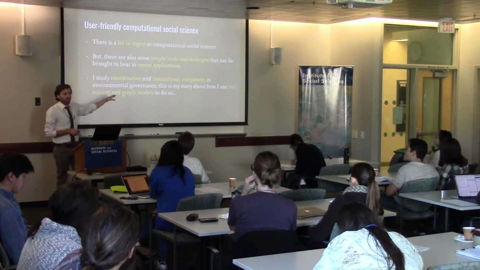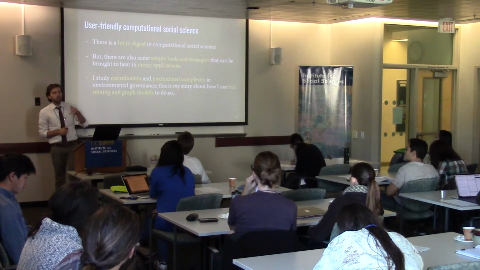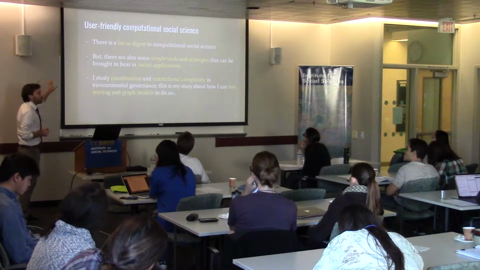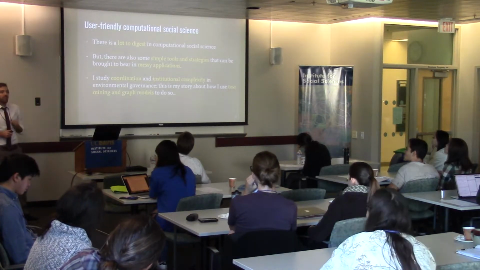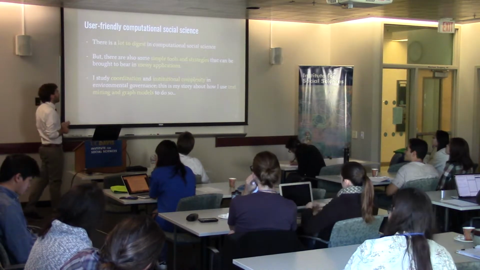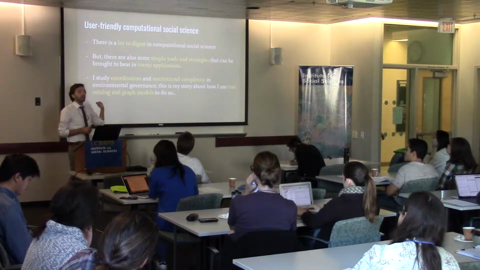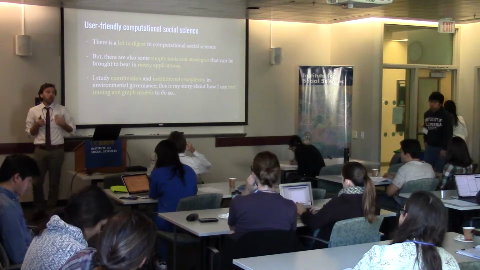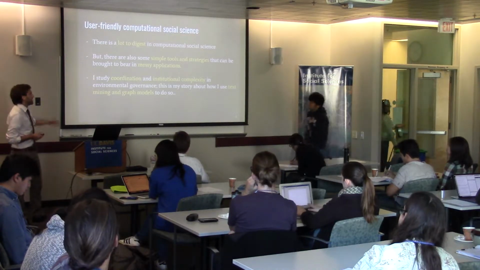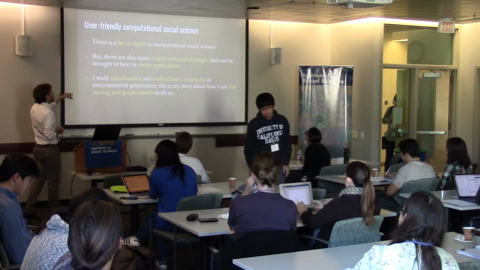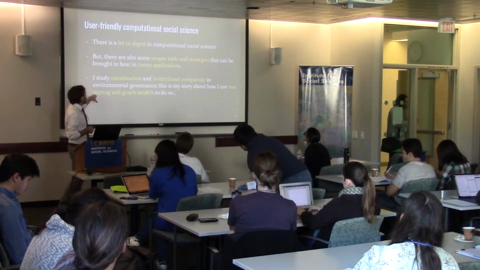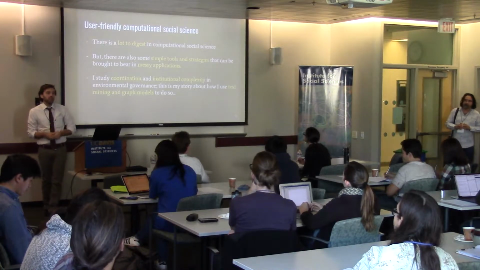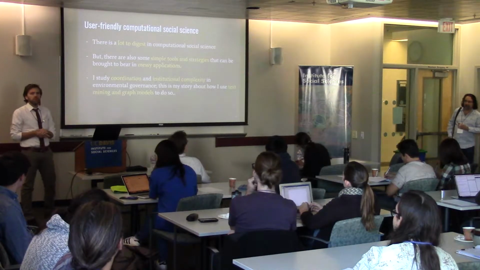There's a lot to digest in computational social science, and so one of the themes today of what I'm going to present is that even if you don't know how to do all of it, and you're not the best at all of it, there are some really simple tools and strategies that you can use in your particular messy applications. So for me, what that looks like is I study coordination and institutional complexity, and I'll show an example of that in environmental governance. And so this is my story about how I combine text mining and graph models, ERGMs, as Lauren already presented, to get at these questions that I'm most interested in.